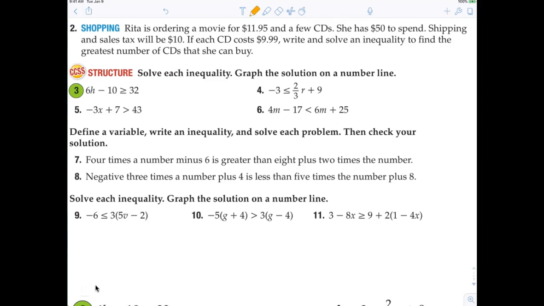Come on. What do we got? Someone. I'm listening, Will. She's ordering a movie. How much is... go ahead. 10x plus 11.95 is less than or equal to 50. Close.